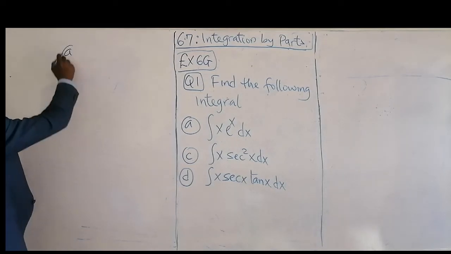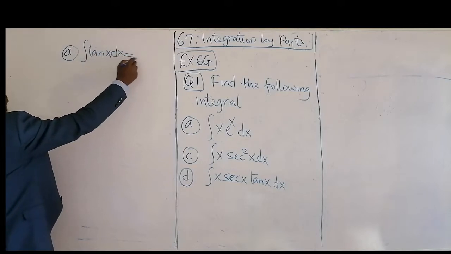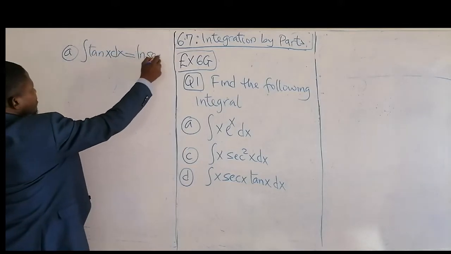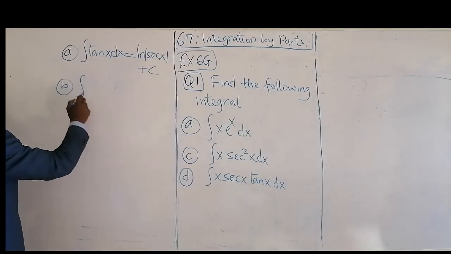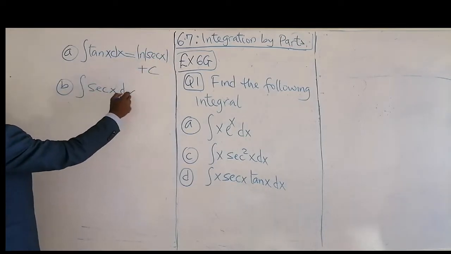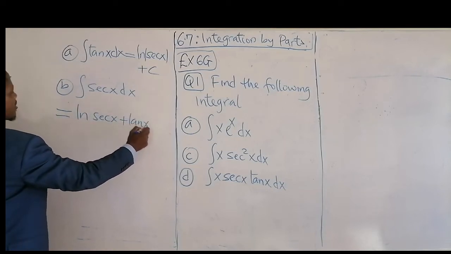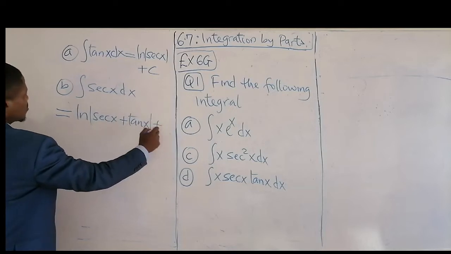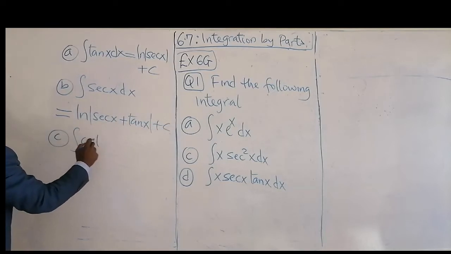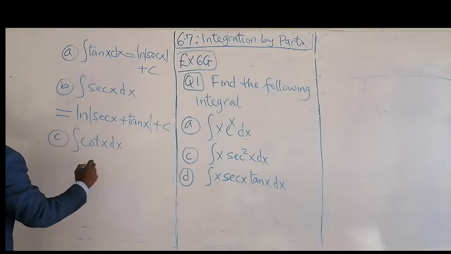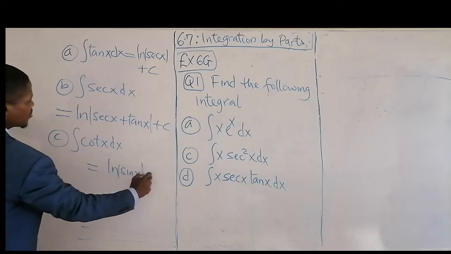The first one is that the integral of tan x dx is equal to ln sec x plus c. Second, the integral of sec x dx is equal to ln sec x plus tan x. And finally, the integral of cot x dx is equal to ln sin x plus c.